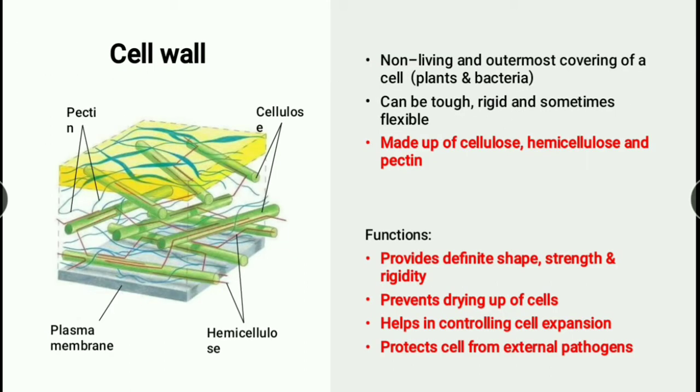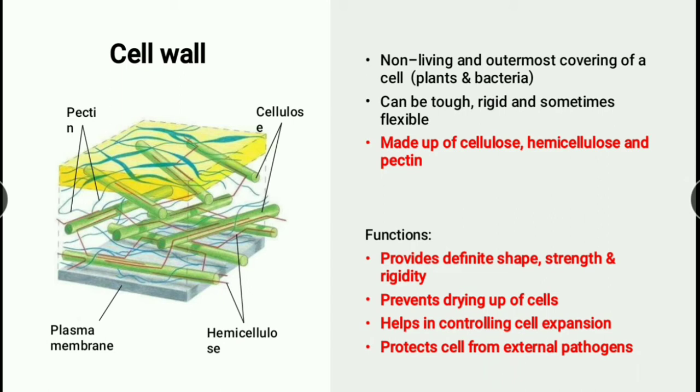The next is the cell wall. So see here, the cell wall is present only in plant cells, and it is a dead tissue, a dead part of the cell. Okay, non-living. So the cell wall is non-living and the outermost covering of a plant cell. It can be tough, rigid, and sometimes flexible. Especially it is very tough because it is dead now. It is made up of cellulose, hemicellulose and pectin. All these things are the combination of the cell wall.